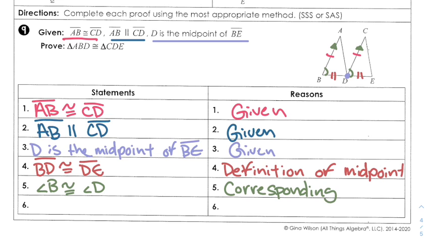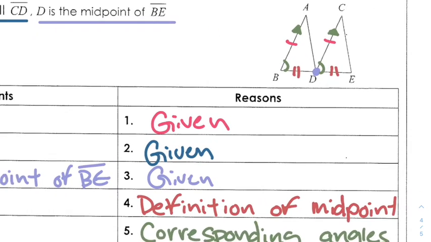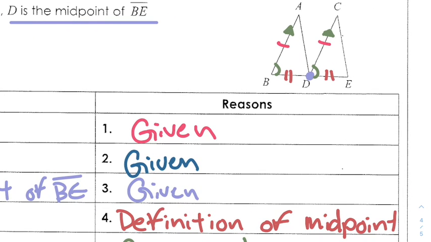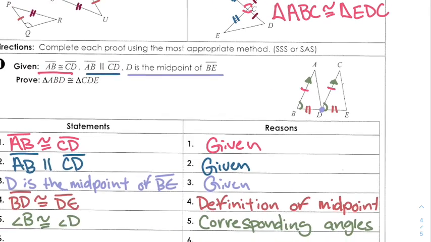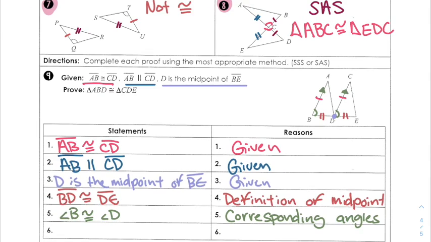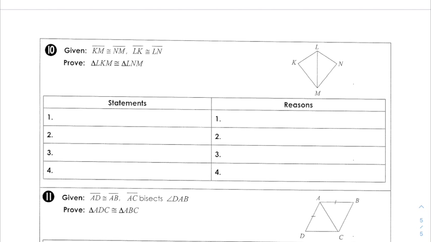You always use previous knowledge in geometry. So that's it. I got congruent lines here, I got that the angles are congruent, and then that these sides are congruent. So triangle ABD is congruent to triangle CDE. Why? Because of side, angle, side. All right, so let's continue.